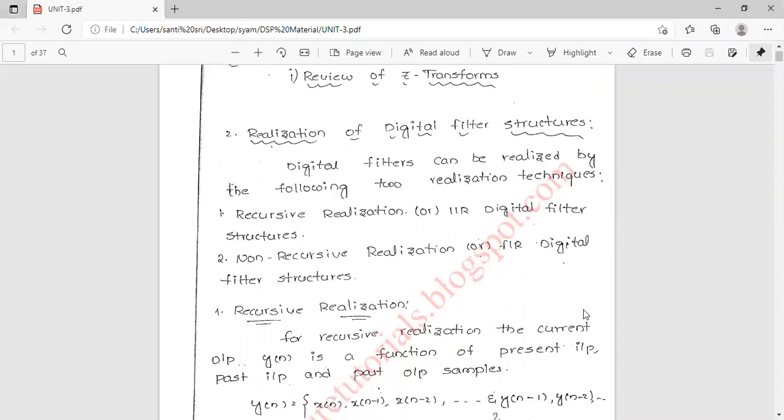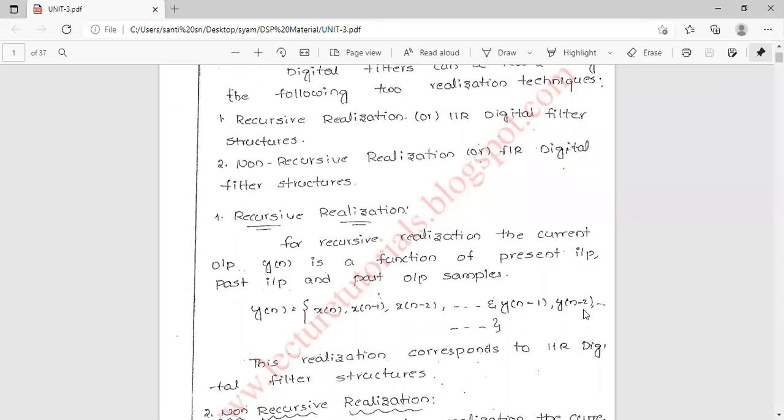Coming to the recursive realization. What is meant by recursive realization? It is nothing but the current output y of n is a function of the present input, past input samples, and past output samples. So the present output y of n depends upon the present input, past inputs, and past outputs.